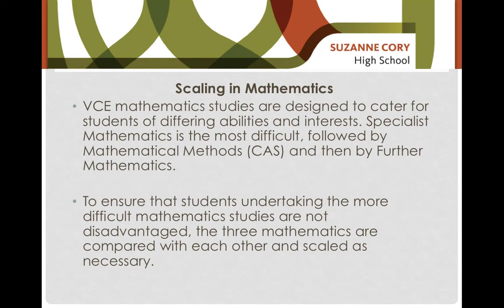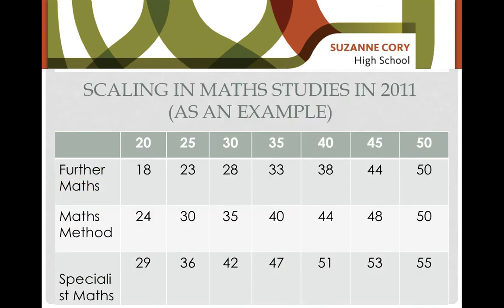Okay. Now, having said that, scaling in maths is a little bit different. Scaling in maths is ever so slightly artificial. They do look mostly at how students did in their other studies, but they do also make sure that because it's a deliberately tiered subject, specialist maths is always scaled up by a bit more than methods, and that's always scaled up by a bit more than further. Okay?